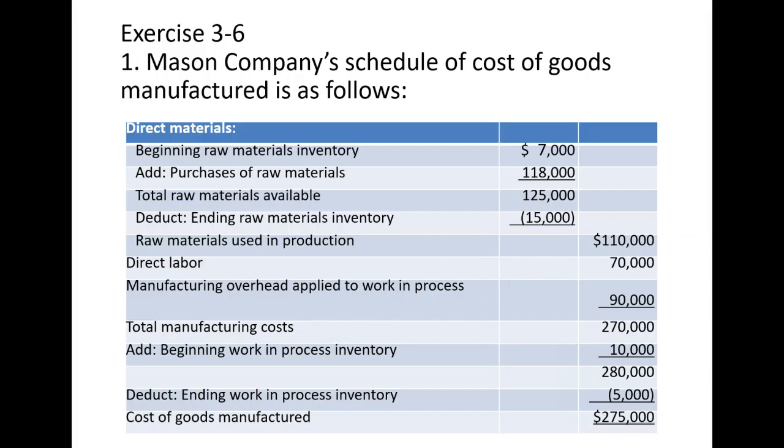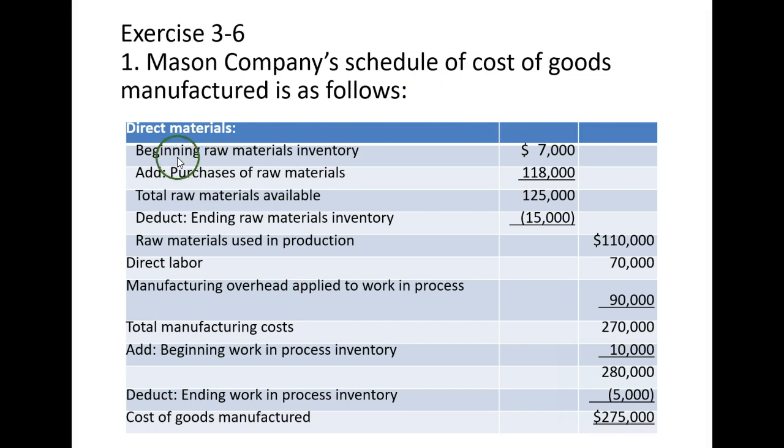Here's what I want to show you. This is actually the solution to exercise 3.6 in the back of your chapter. So those are the numbers they use in the back of the chapter. This is an assignment that will be on Connect. You'll have to work the same one, but with different numbers. Okay. So here's what the schedule of cost of goods manufactured looks like.